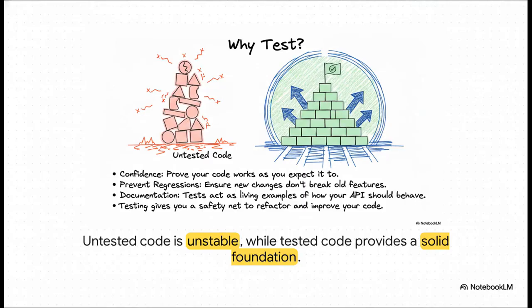So why is testing so important? I mean, this slide says it all, doesn't it? Untested code is like that shaky tower of blocks. You change one tiny thing, and the whole thing could come crashing down. But tested code? That's a solid pyramid. It gives you the confidence to make changes, to improve your code, knowing that your safety net will catch you if you break something.